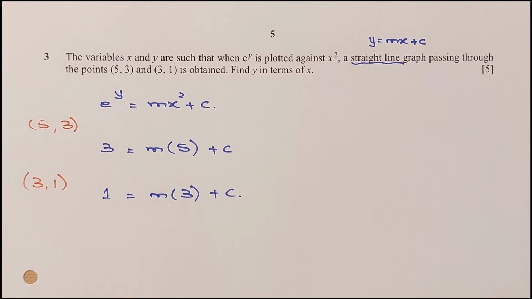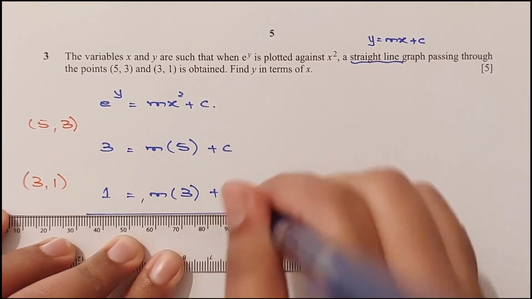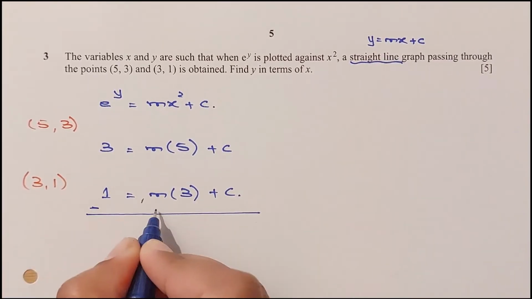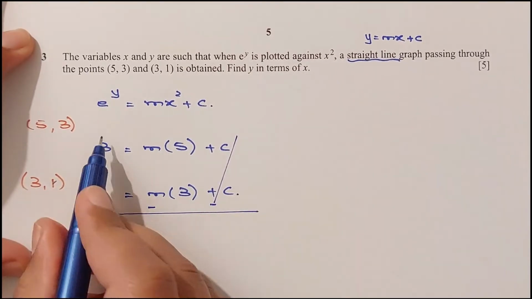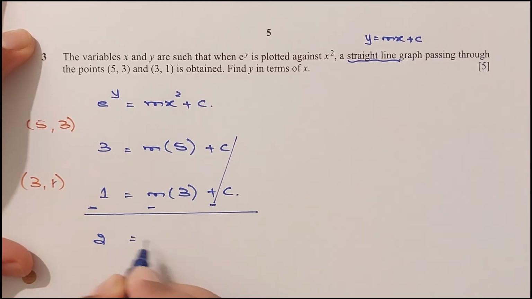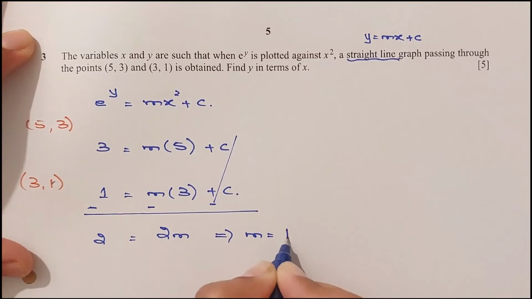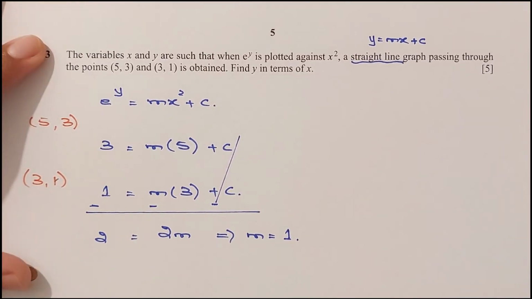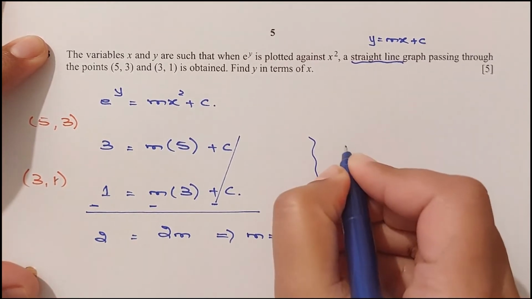Now let me find the values of m and c. We have a system of two linear equations. Let me subtract the two equations. So negative, negative, and negative. Positive c and negative c cancel. 3 minus 1 is 2, and 5 take away 3 is 2. So 2m equals 2, and from here the m value is equal to 1. So m is 1.